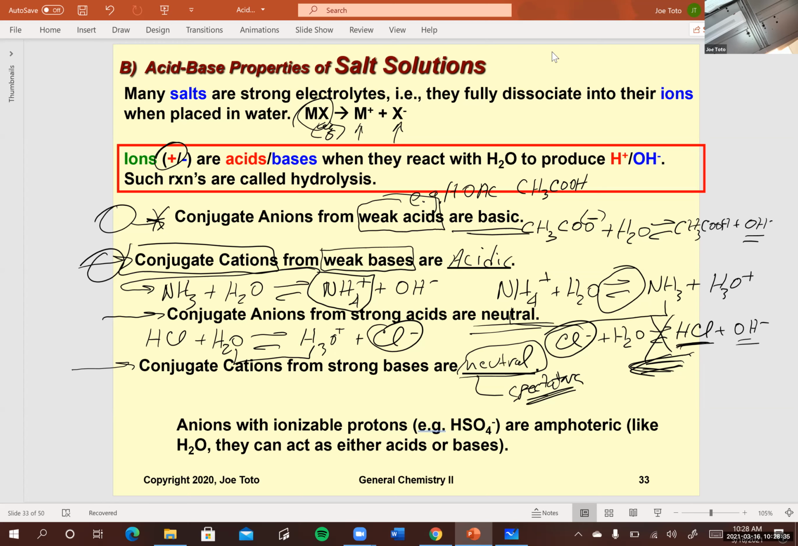An example of this, a cation from a strong base, let's take our typical strong base, sodium hydroxide. We get Na plus OH minus. The conjugate cation is sodium. And we know that sodium is non-reactive. The equilibrium for this reaction lies way to the right. So again, it's a spectator. So conjugates of strongs are spectators and therefore result in solutions that are neutral.